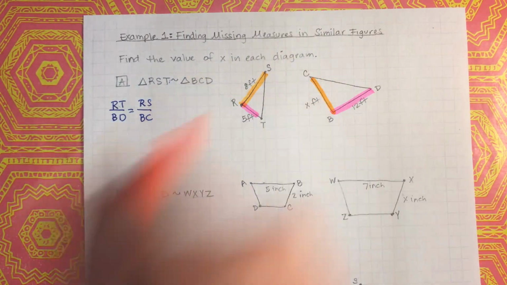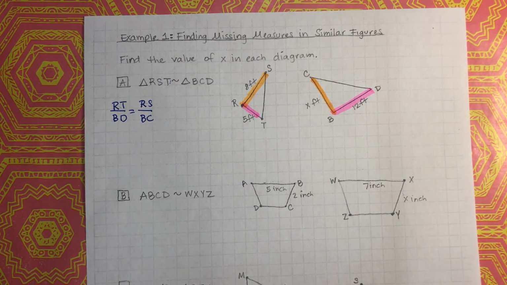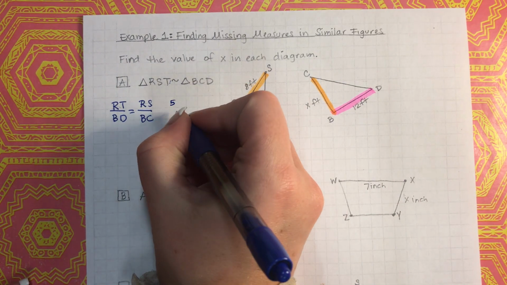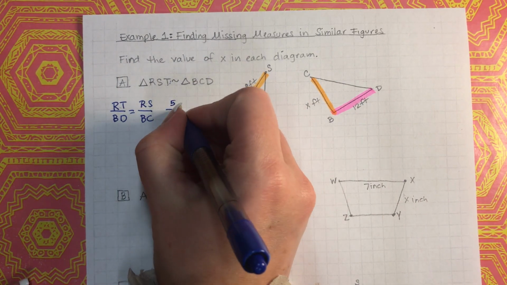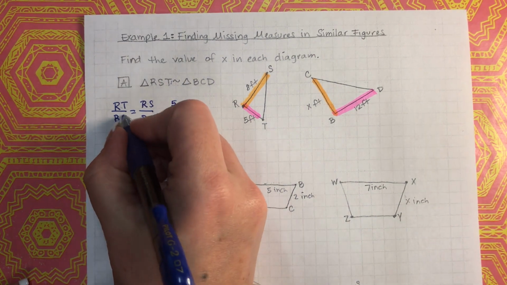And then once we do that, this is writing the statement in symbols, okay? So I would like you to do that on your homework, and then you're going to substitute in the values. So RT is 5 over BD, that's a D.